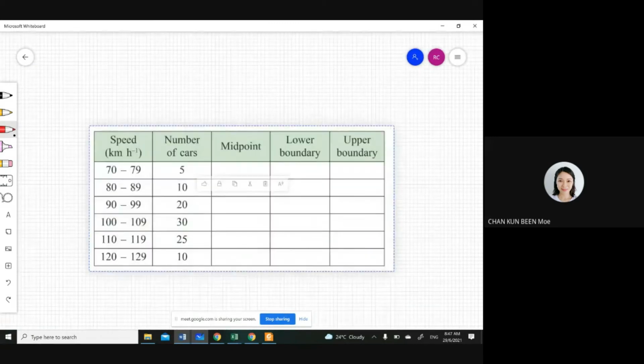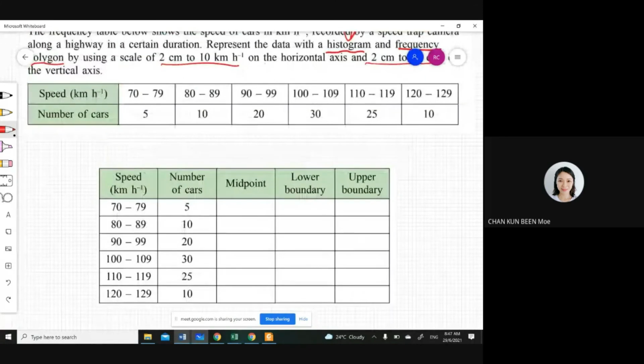Okay, I'm going to drag this up. This one, they already add in the midpoint so that you can construct the frequency polygon easily later on. But if the question asks you to just construct the histogram, then you can exclude the midpoint, this one not needed. Okay, but in the question over here, because they ask you to construct both, the midpoint is also added for the ease of your constructing later on.